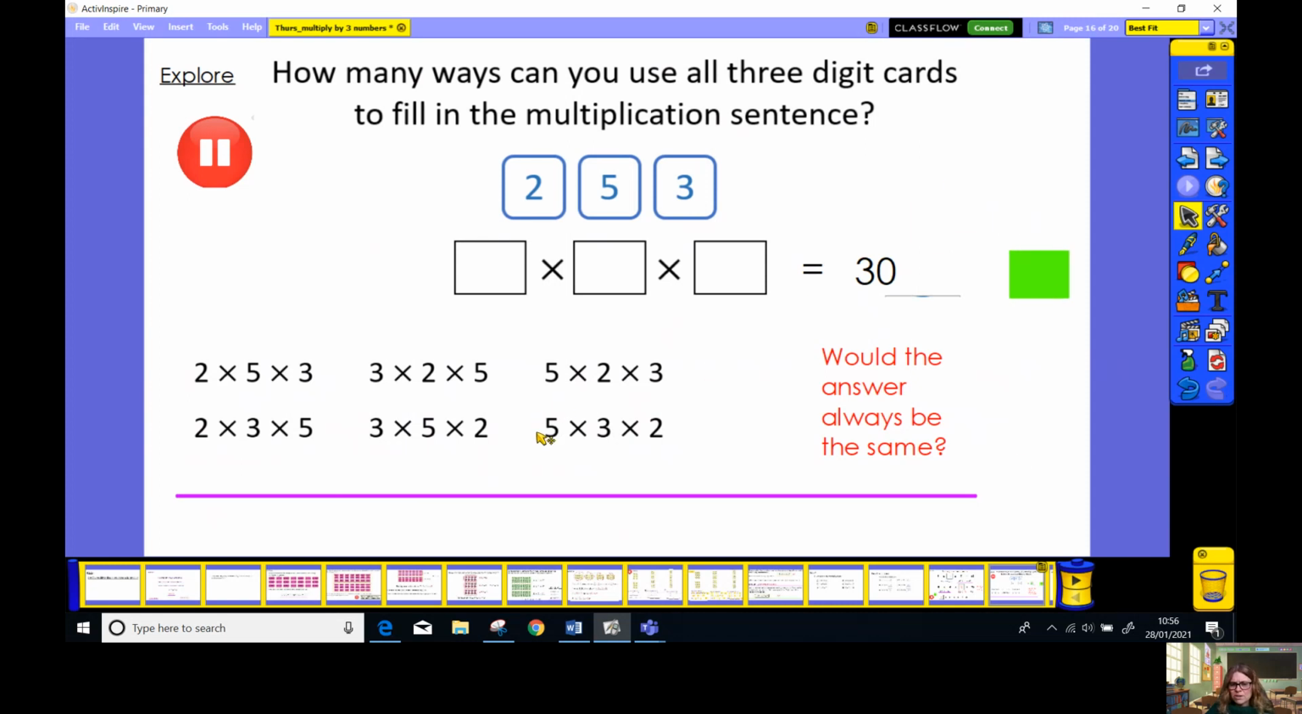Would that work a different way? Let's try this way. 5 times 3 is 15. 15 times 2 is 30. So it makes no difference what order you put the numbers, the product will always be the same.